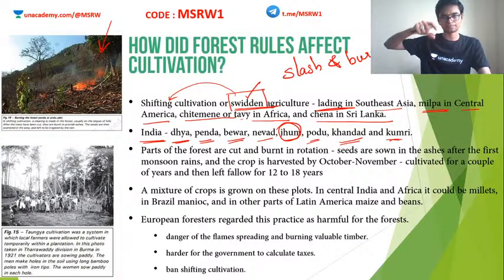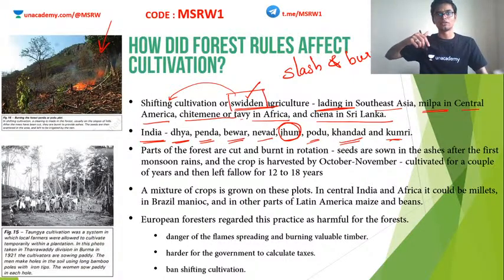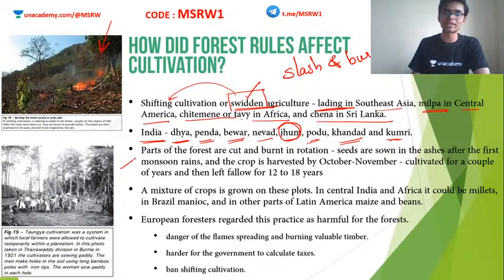This is the time it takes for the forest to grow up and attain some kind of nutrients. Alright, so this is actually a very ineffective and uneco-friendly method of agriculture, which is right now prohibited in India. But again, this was the prevalent method of agriculture during the arrival of the British.